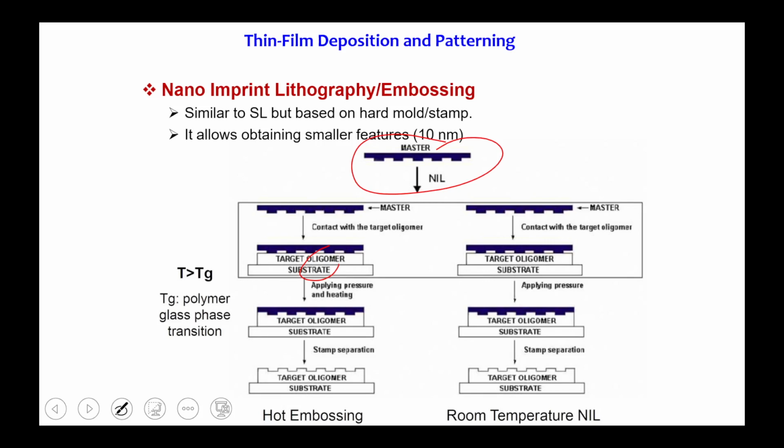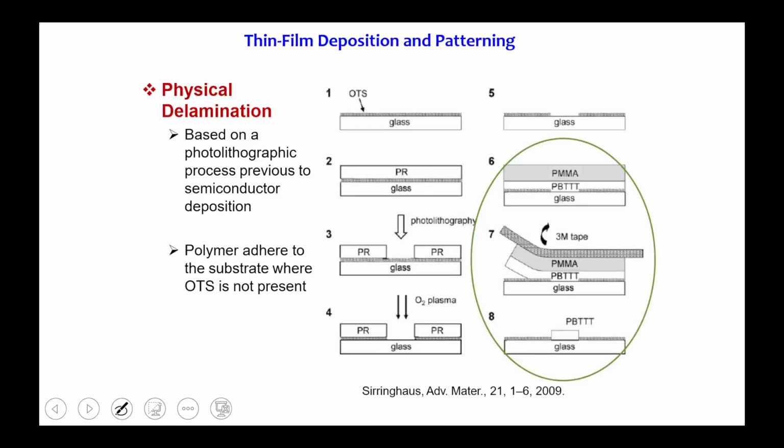You have to heat the substrate to around 300 or 400 degrees Celsius to transfer the design onto the substrate. This is the physical delamination. I don't have more idea about that because I have not used that technology.